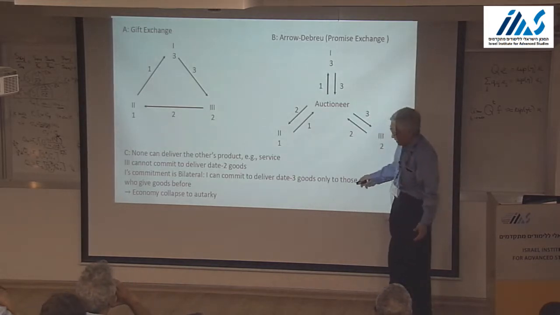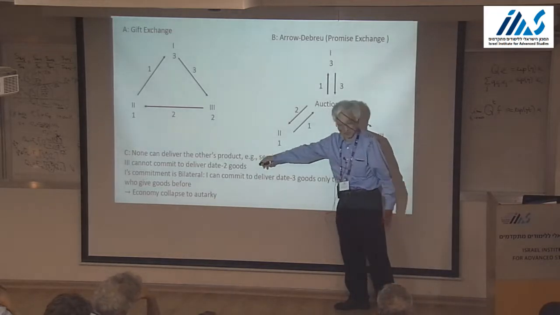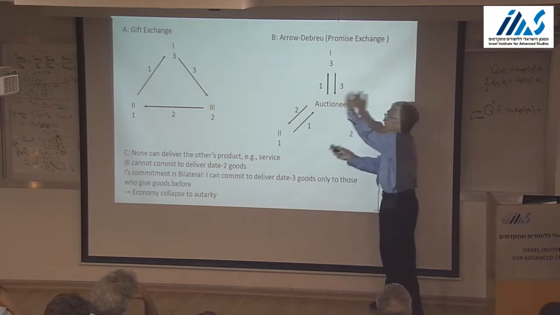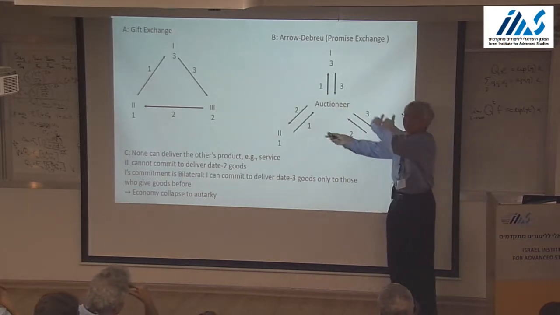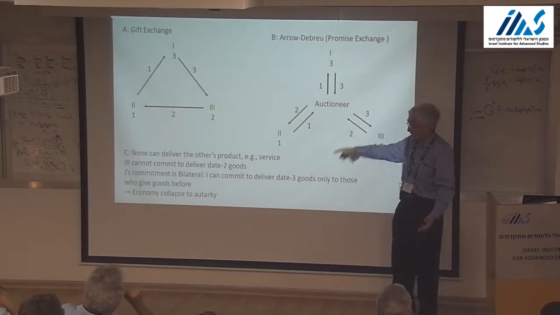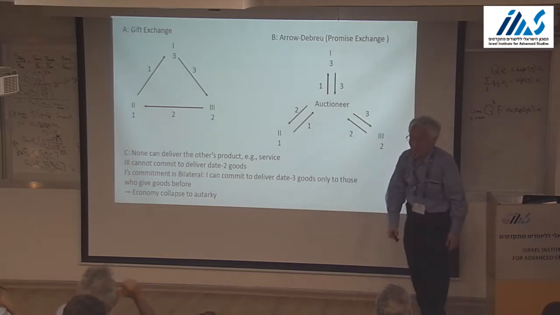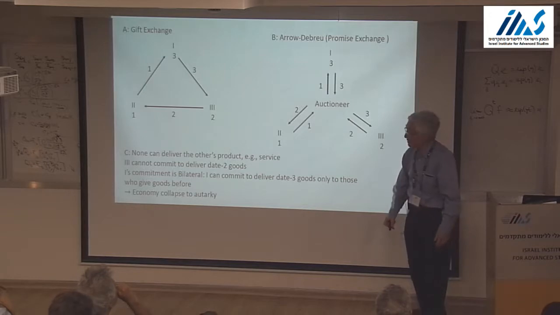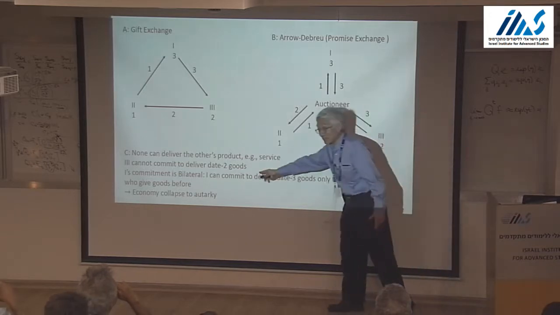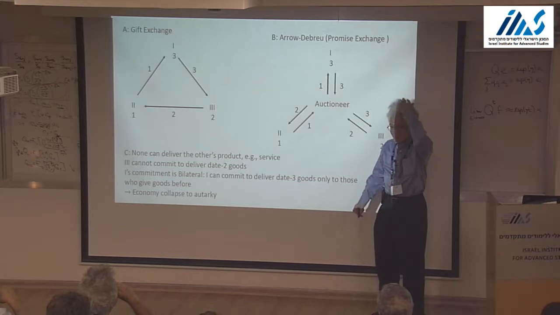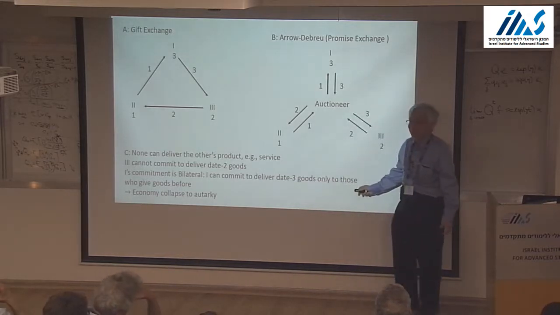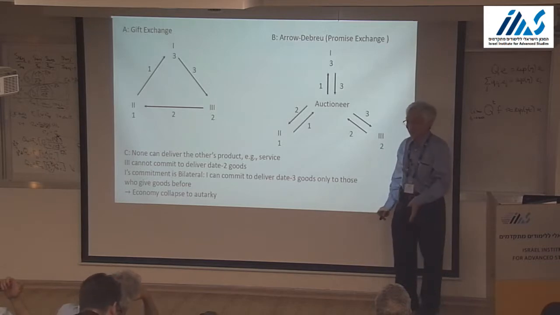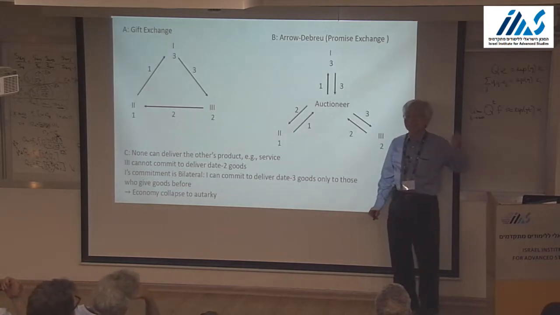So if commitment is bilateral, and some people are not so reliable, this lack of double coincidence of wants means the system collapses. So the economy goes to autarky. So this is the starting point. People are not so trustworthy, or some people are trustworthy, but only bilaterally. Then what do you do?